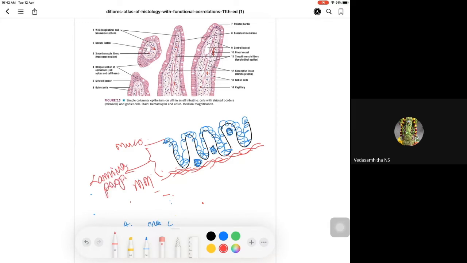And this lamina propria will have WBCs. Can you call them inflammatory cells? And some of them will be plasma cells. Seeing WBCs, either it can be lymphocyte, neutrophil, eosinophil, monocyte, plasma cell, macrophages, is not inflammation.